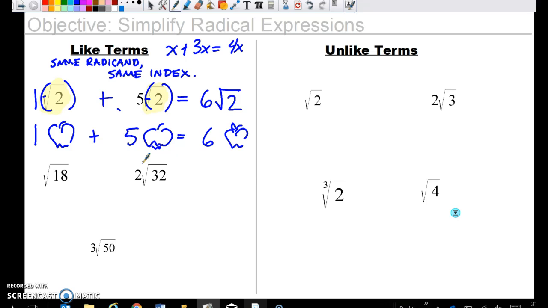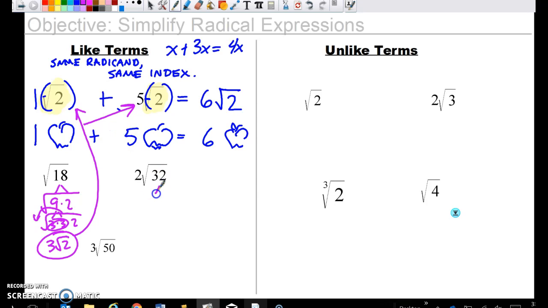Okay? Now, these ones don't have the same index and the same radicand. We could try to break them down to see if we get something similar. So, let's try to do that first. If I break down 18, 9 times 2. Take out the 9, it's 3 and 3. 3 comes out. Square root of 9 is 3. 3 square roots of 2. That's a like term too. I could add that to all of these ones.